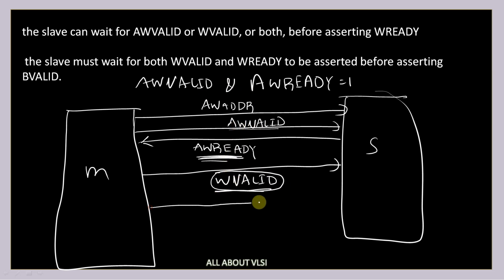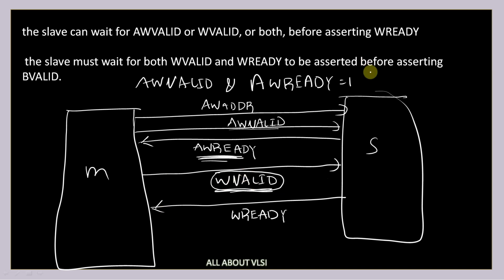Now we have one more signal which is known as W ready. Now this W ready can wait for the W valid signal to be asserted. That means even if your W valid is equal to 0, your W ready can be 1, or else after your W valid becomes 1, your W ready can become 1. These are the two conditions which we need to follow. Okay, next we are going to have the response.